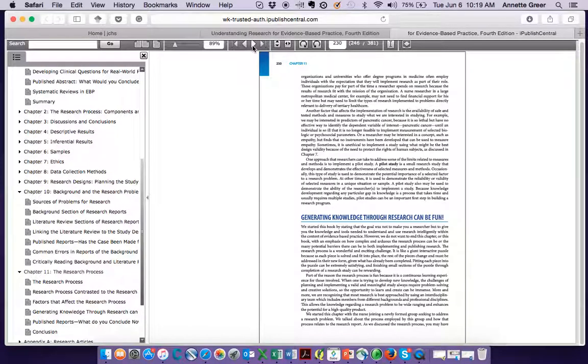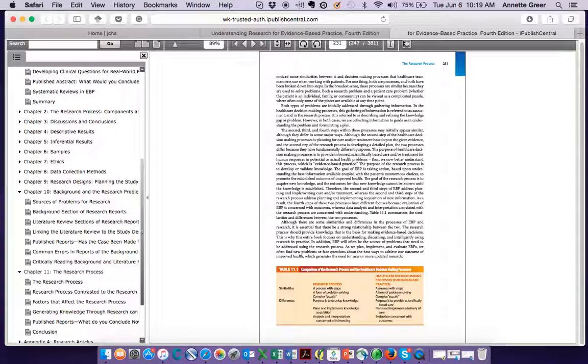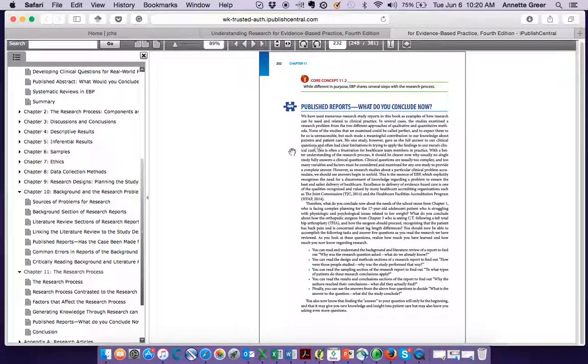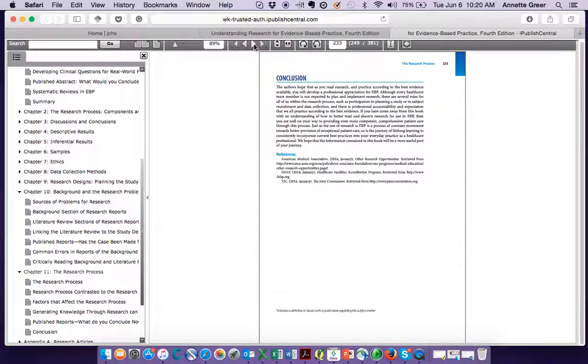This is the guide for how you will do your systematic review. Similarities and differences between the research process and evidence-based practice. This one is the one we are doing. A question may occur about what are the differences. Published reports, what do you conclude? All right, that is what I wanted you to know for the exam. I hope this has been helpful.